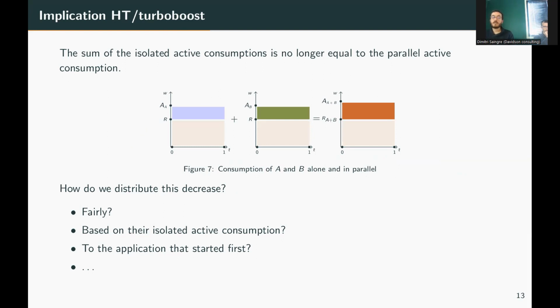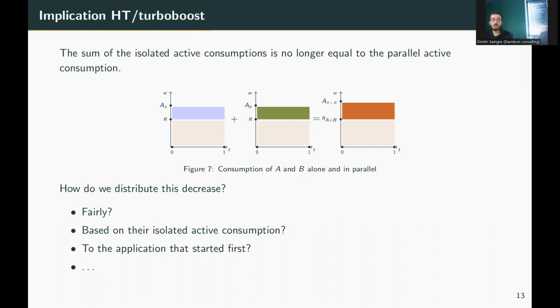So that means that now the sum of the isolated active consumption is no longer equal to the energy consumption we have when we run all the processes. If you take the energy consumption of A alone, B alone, and then you run both applications, now the sum will be lower. The consumption of both applications running in parallel will be lower than if you take the energy consumption of both applications running alone.